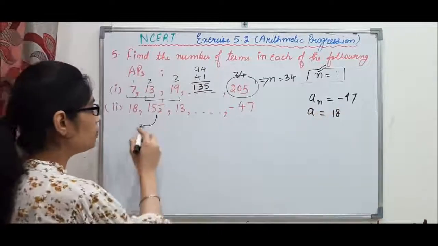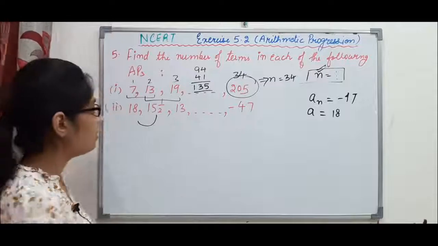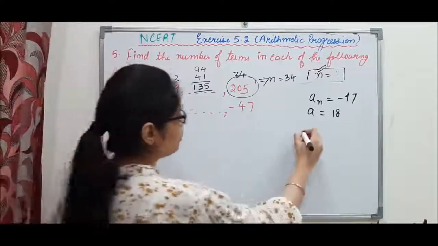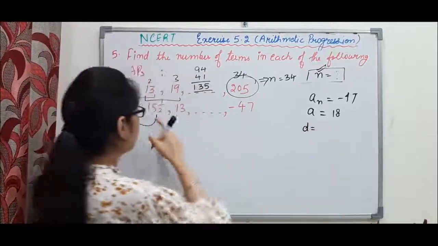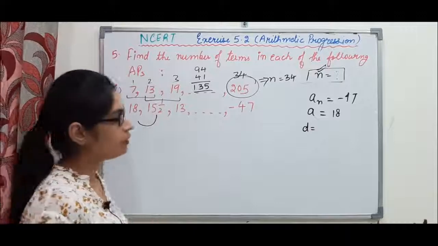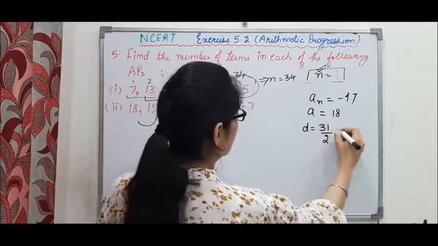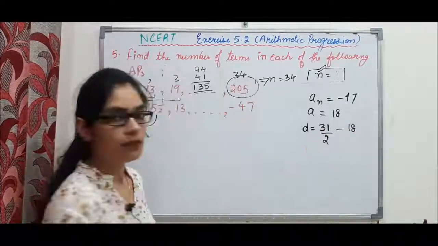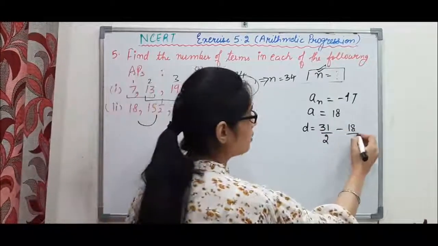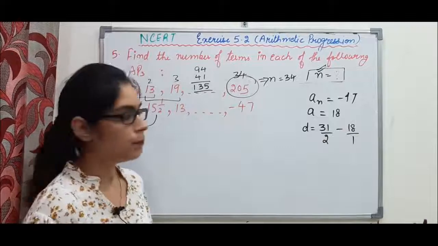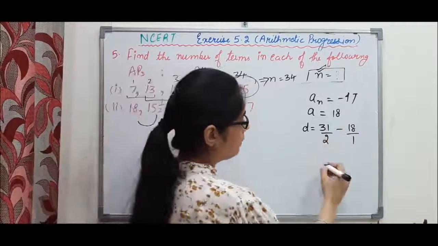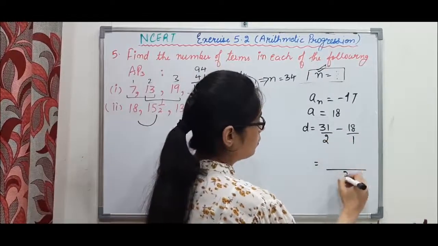See, any two terms we can use and find the value of d. So let's use these two. D is equal to 15 1 by 2, it's given as a mixed fraction, so we'll change it. So it will be 31 by 2 minus 18. Since it is a fraction, let's write 18 also in the form of a fraction. It will be 18 by 1. We can take the LCM. The LCM is 2.